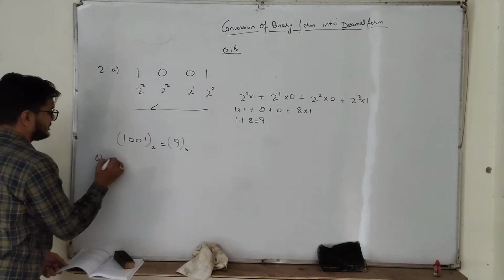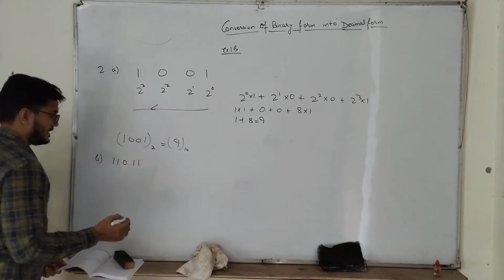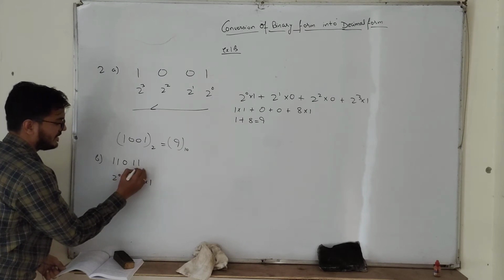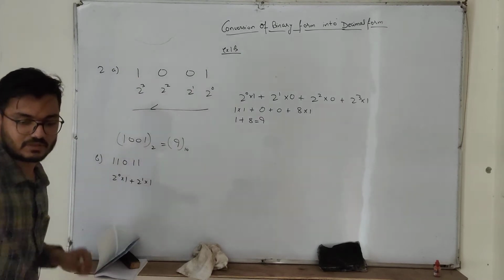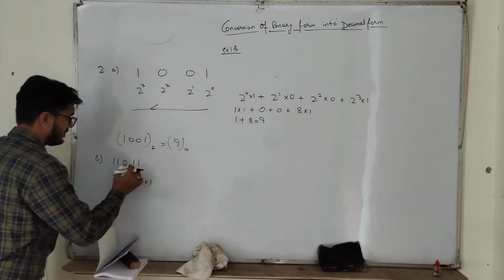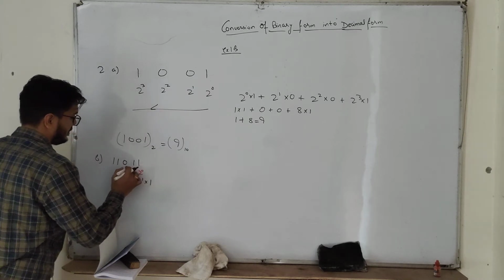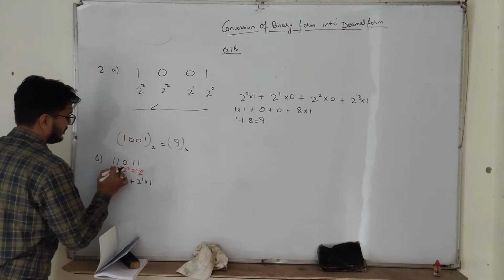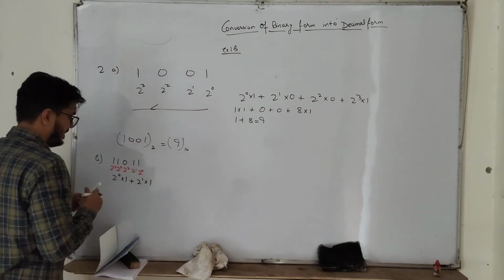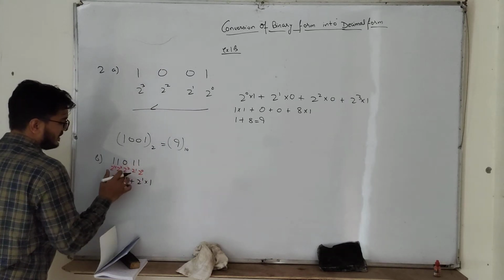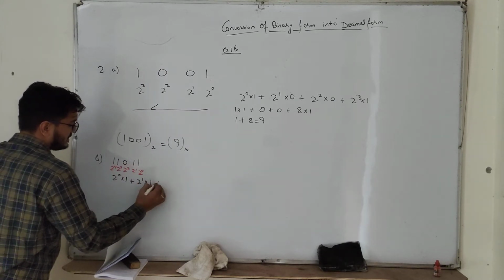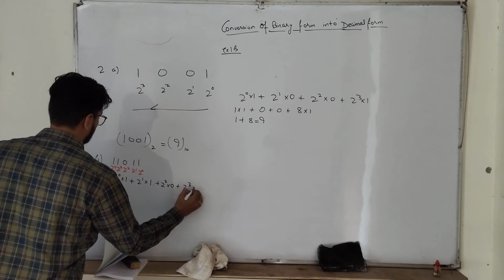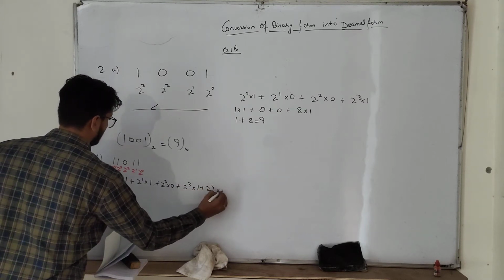11011, B part, same process. 2 raised to the power 0 multiply 1 plus 2 raised to the power 1 multiply 1. Simply write 2 raised to the power 0, 2 raised to the power 1, 2 raised to the power 2, 2 raised to the power 3, 2 raised to the power 4, and then multiply and add. So 2 raised to the power 0 multiply 1, 2 raised to the power 1 multiply 1, plus 2 raised to the power 2 multiply by 0 plus 2 raised to the power 3 multiply by 1 plus 2 raised to the power 4 multiply by 1.